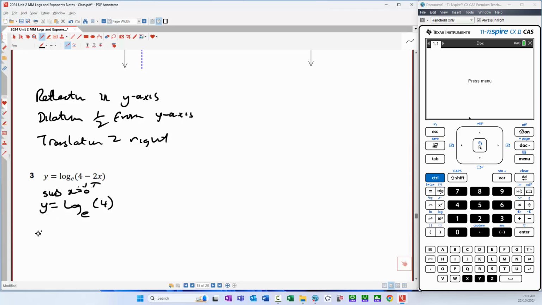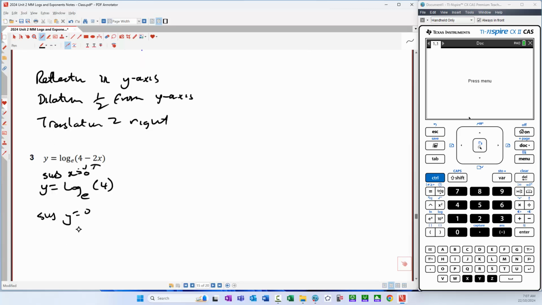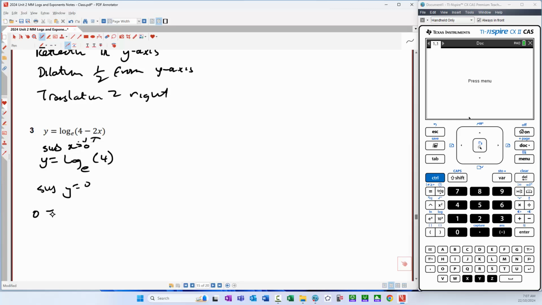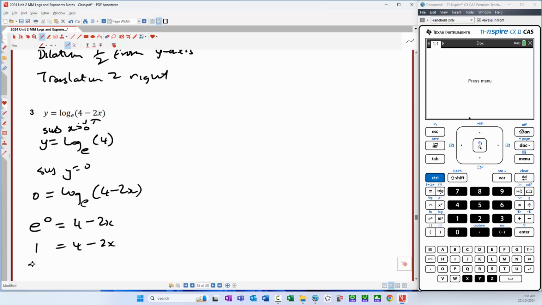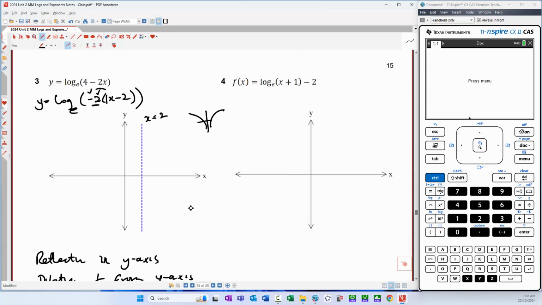All right, x-intercept, sub y equals 0. So we're going to go 0 equals log e of (4 take 2x). E to the 0 equals 4 take 2x, going into exponential form. 1 equals 4 take 2x. Negative 3 over negative 2 equals x. x is equal to 1.5. Okay, so here's 2, here's 1, here's 1.5. So 3 on 2 comma 0.